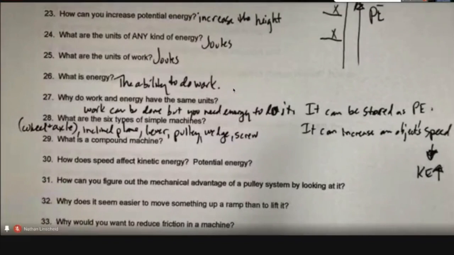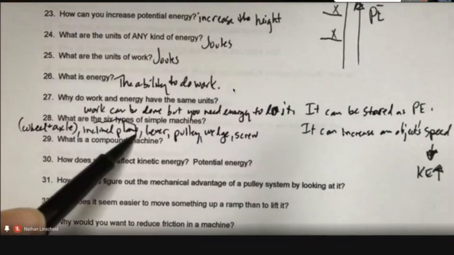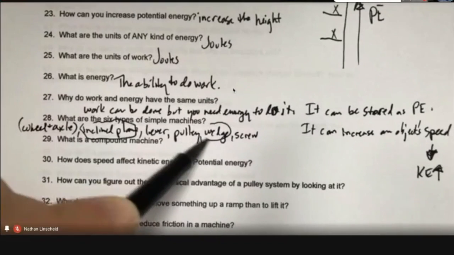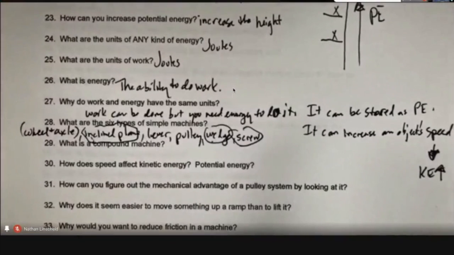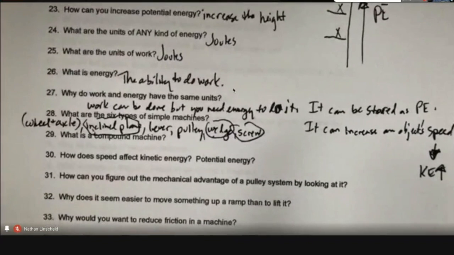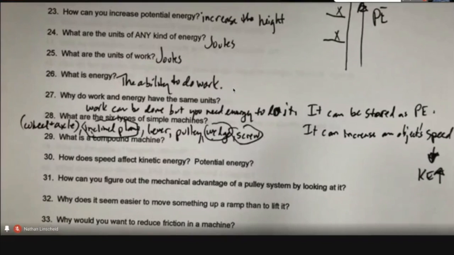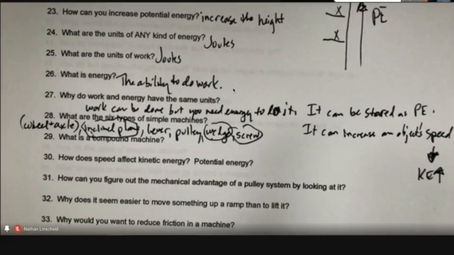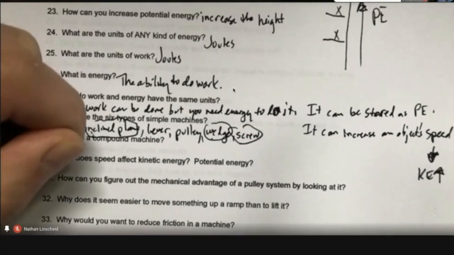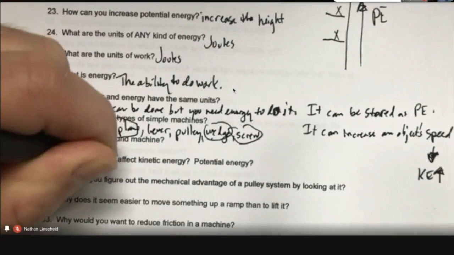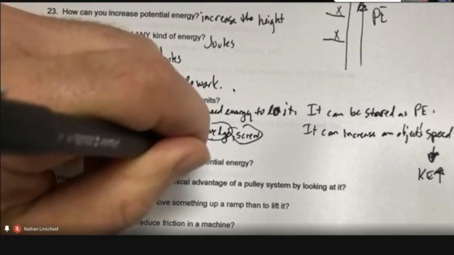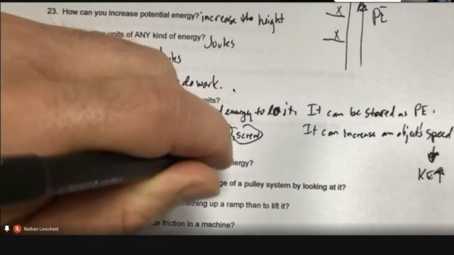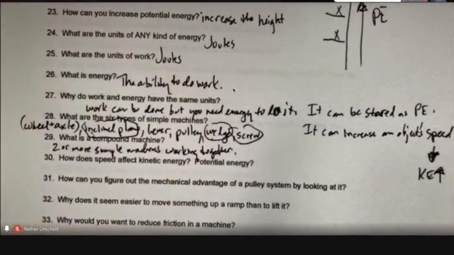All right, now, the inclined plane, the wedge, and the screw. The wedge and the screw are really just versions of that inclined plane. So those 3 things go together. All right, what's a compound machine? It's 2 or more simple machines working together.